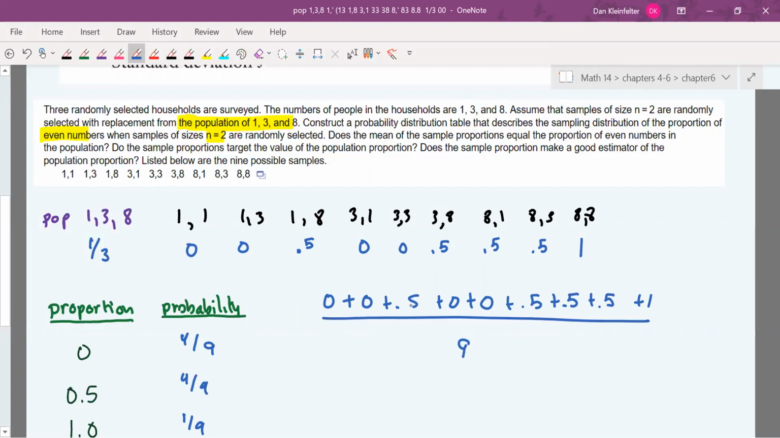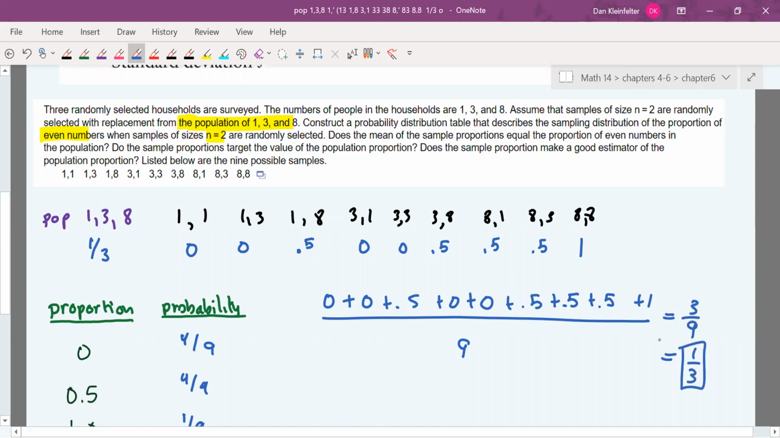So adding that up, 0.5 plus 0.5 is 1, 2, 3. 3 in the numerator, 9 in the denominator, and then of course 3/9 simplifies to 1/3. So what this is showing is that the mean of the sample proportions is the same as the population proportion. So all of these, the 0, 0.5, and so on, that is our set of 9 p-hats of sample proportions. And we saw that the mean of those ended up equaling the population proportion.